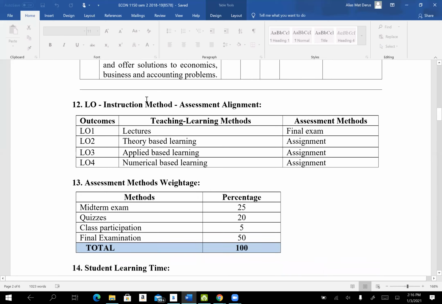Now, this is instruction method. For us, in this class, we will focus more on it's not really lecture. This is doing mathematics. Of course, it's a kind of lecture, but I prefer to call it teaching, teaching the principles or teaching mathematics. The difference is that lecture is I just do the talking, but my purpose here is not just to do the talking. We will do the learning, the learning process.